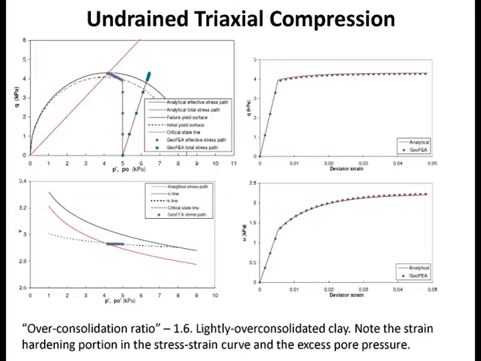Essentially, the broken line is the original U locus, and this is the original stress point of the soil. OCR is equal to 1.6 and it goes up. This is the total stress path over here. This is the effective stress path and it goes up. Then this is the plastic portion. So first elastic and then it goes plastic.